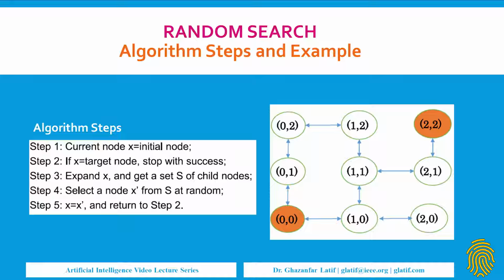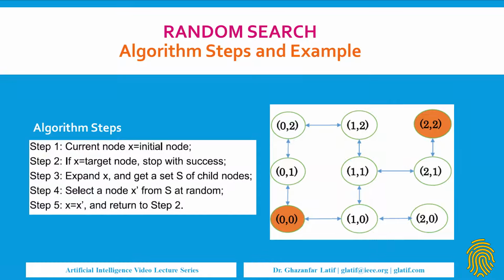Now the last step: we will replace x with the x prime value. Now x will be updated and get the new value stored in x prime, and we return to step number 2. So in step 2, x has a new value. We check whether it is a target node. If yes, stop with success. If not, go to steps 3, 4, 5, and then we have a continuous loop until we reach success. So that is the algorithm for random search.